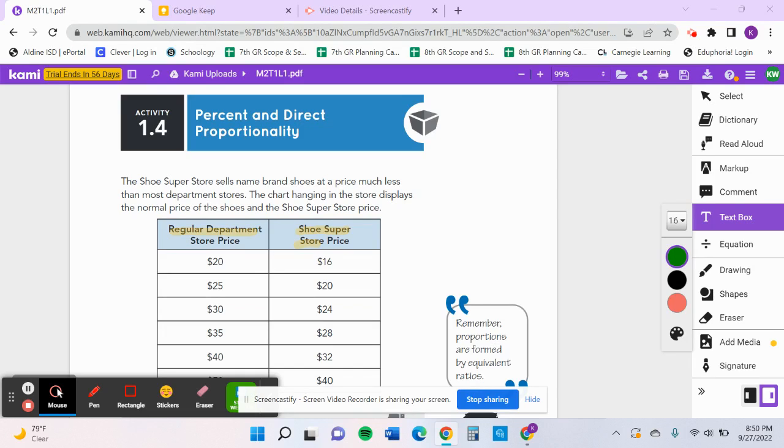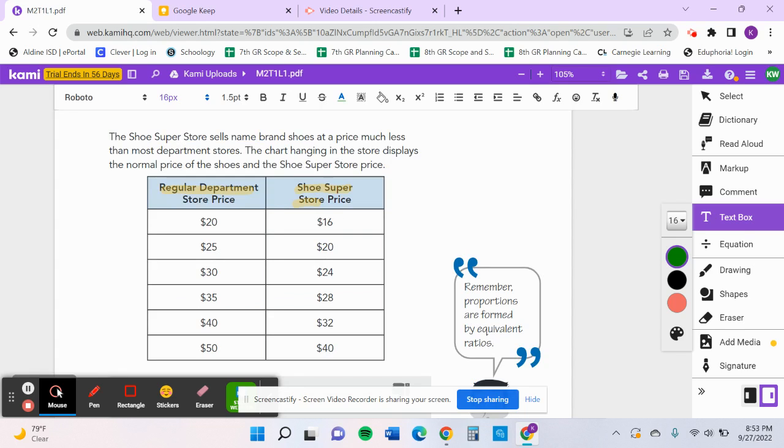In this activity, you're going to see how percent is related to the constant of proportionality. Go ahead and read the description that describes the table below. Pause here. What this table is showing is the comparison of regular department store prices of items compared to the discount store's price of the same item.